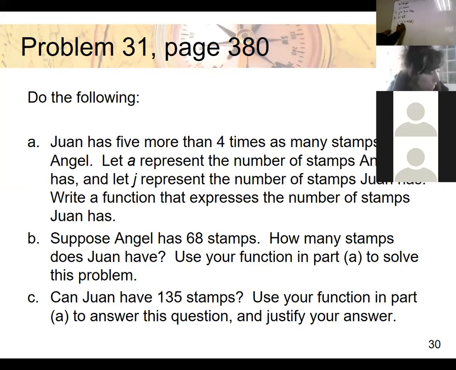Here, 4 times 68 is going to be 272, and then 272 plus the 5 will be 277. So in this case, 1 has 277 stamps. All right, any questions on part B? Okay, and now part C.